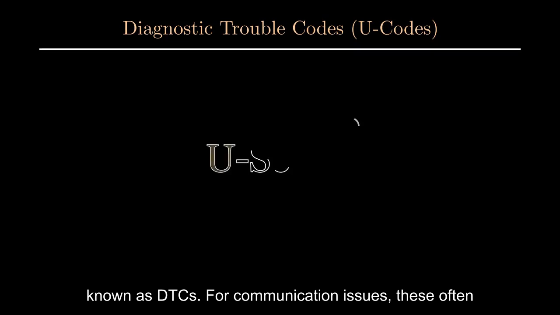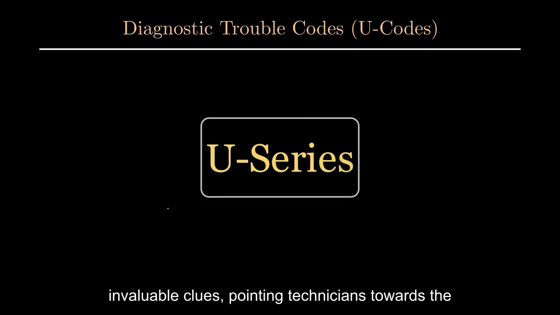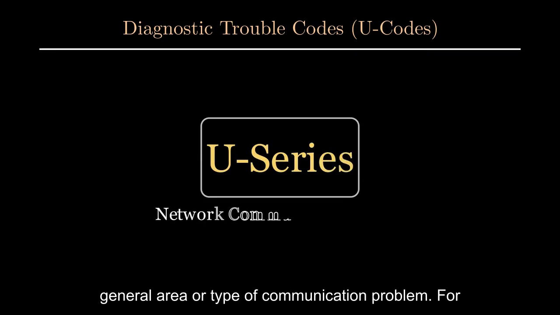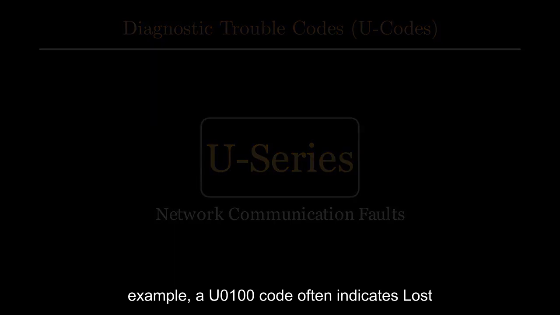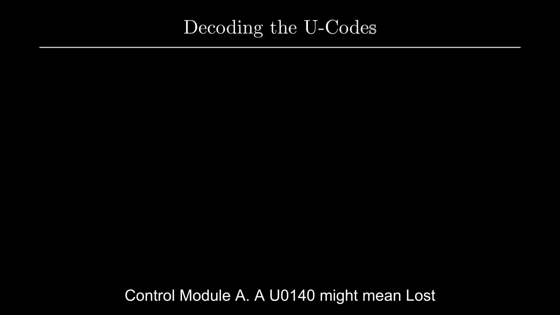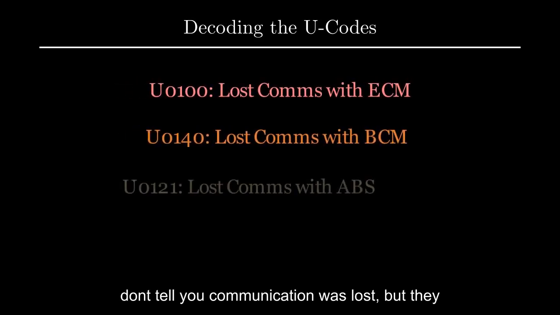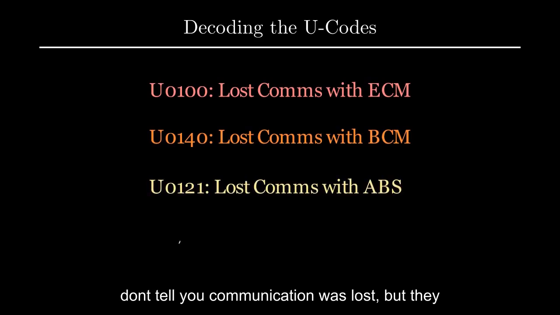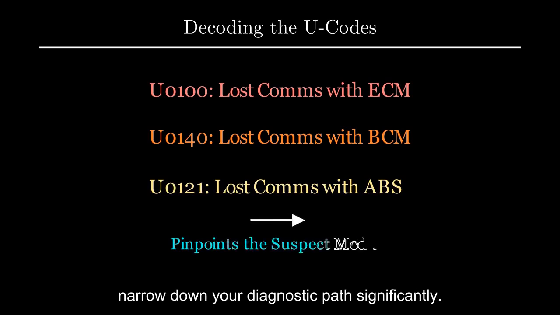For communication issues, these often fall into the U-code category. These codes are invaluable clues, pointing technicians towards the general area or type of communication problem. For example, a U0100 code often indicates lost communication with engine control module / powertrain control module A. A U0140 might mean lost communication with body control module. These codes don't tell you why communication was lost, but they pinpoint which module is the focus of the issue, helping narrow down your diagnostic path significantly.